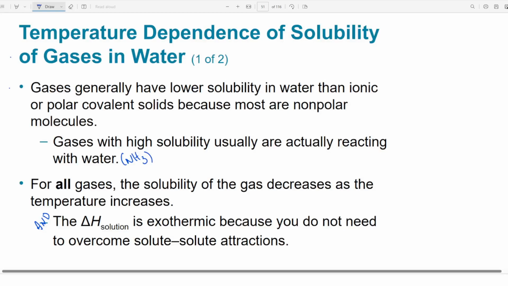Next, we'll look at the temperature and pressure dependence on solubility of gases in water. Gases generally have lower solubility in water than ionic or polar covalent solids because they are nonpolar molecules in general. Gases that have high solubility are usually reacting with water, or they're polar gases. For example, ammonia. For all gases, the solubility of the gas decreases as the temperature increases, and the delta H of solution is exothermic because you don't need to overcome the solute attractions.